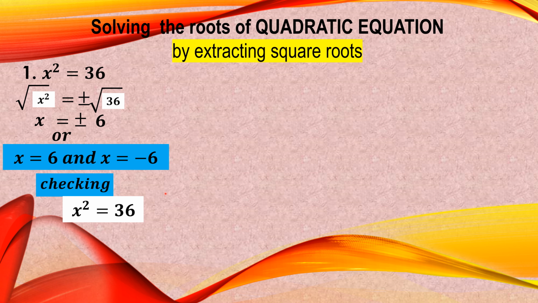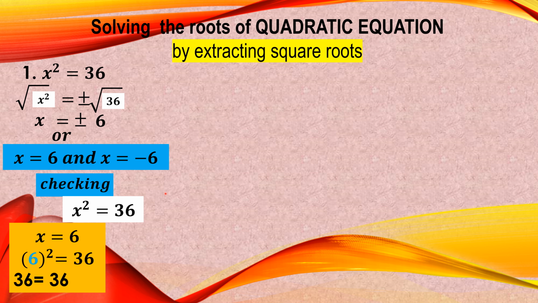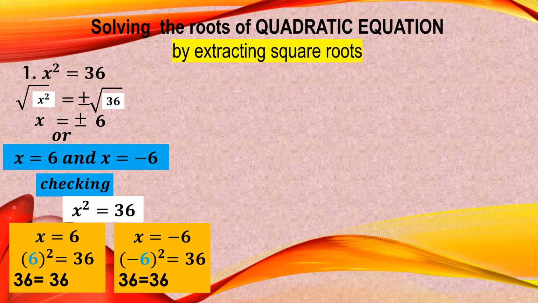So the original equation will be copied, and then 6 as our first root. Substituting it to the x, so 6 squared, positive 6 squared, is equal to 36. Okay, so therefore, 6 squared is equal to 36. At the same time, negative 6 squared will also give us positive 36. Let us have another example.